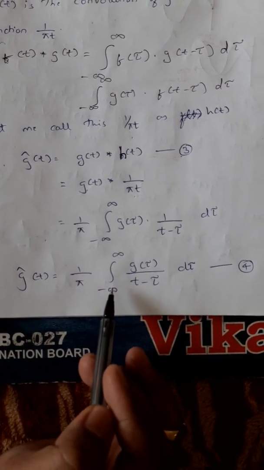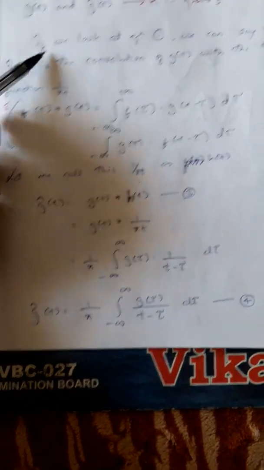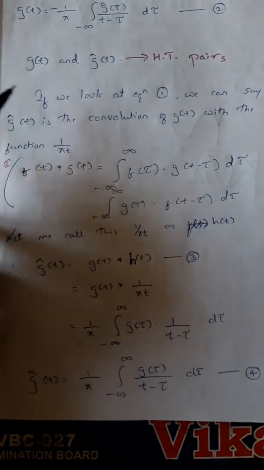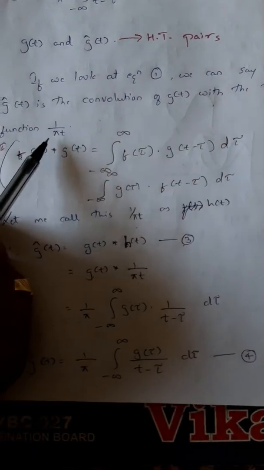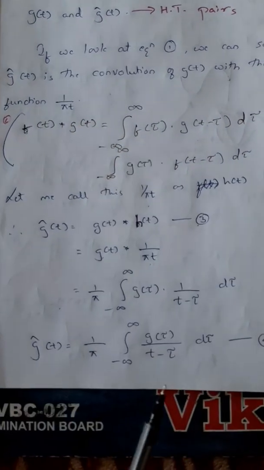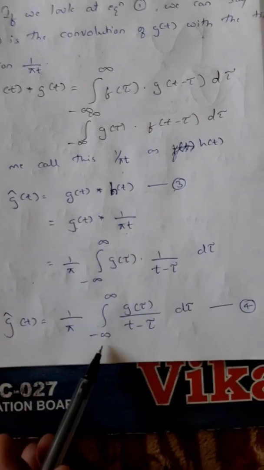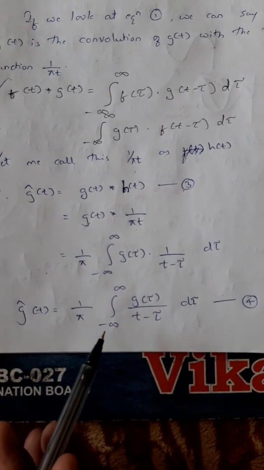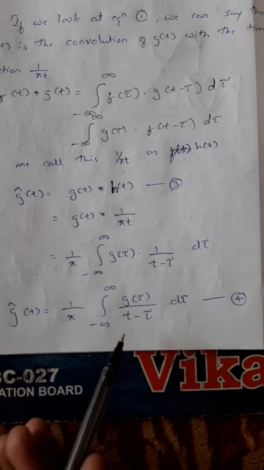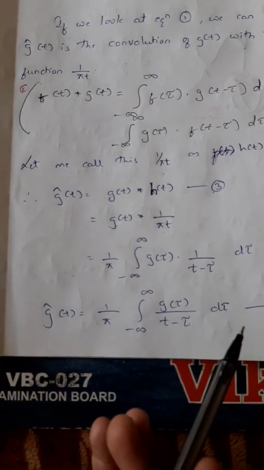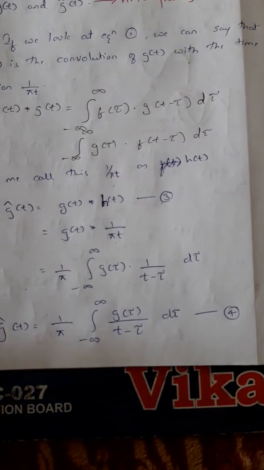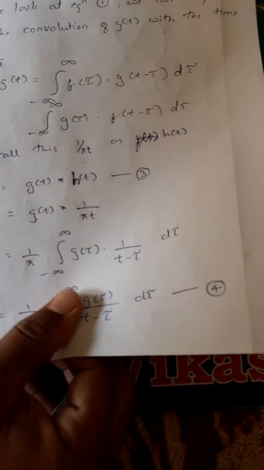So now, what I just told in the above statement, can I say that it is a convolution between g of t and 1 by pi t? Yes, I can, because when I convolve these two signals, I get the signal which is defined in equation number 1. So this equation I'm going to call equation number 4. Let me continue with this.